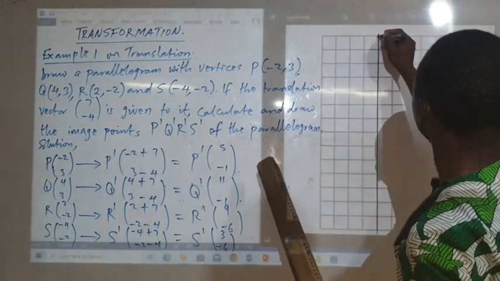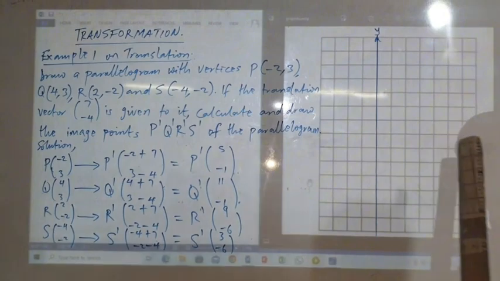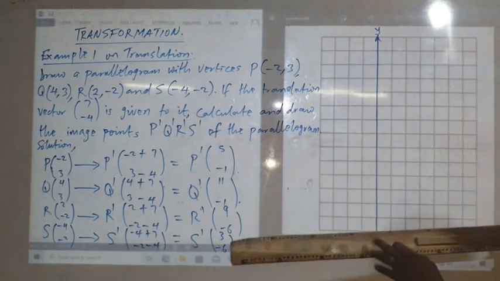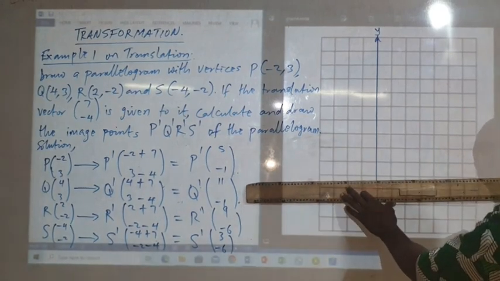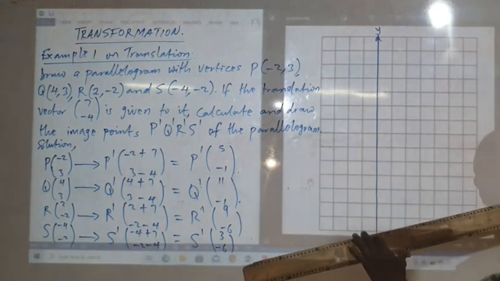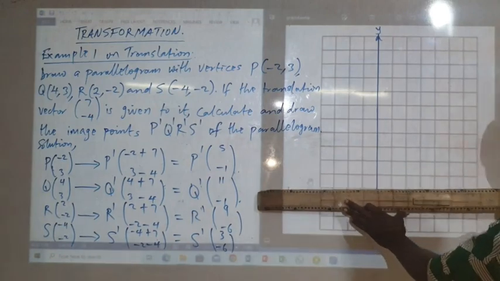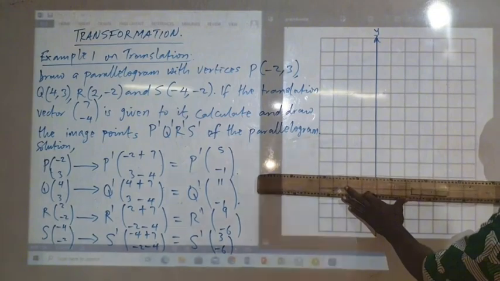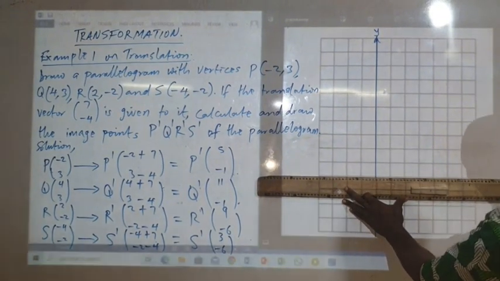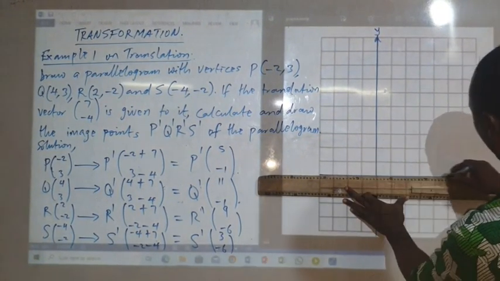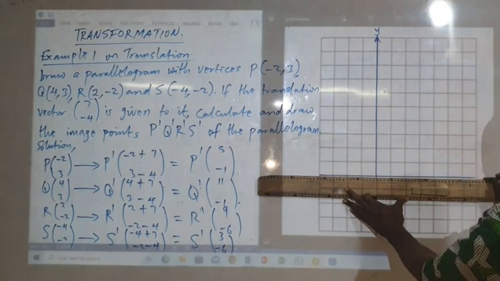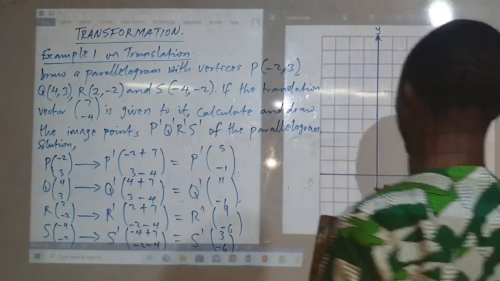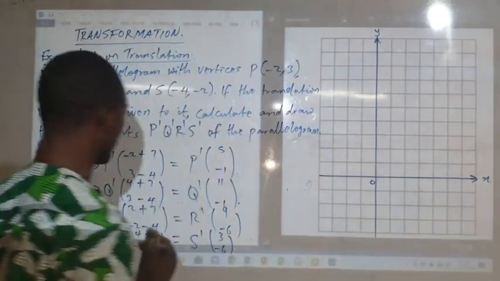So this is y-axis. Then for the x-axis, we are going to have more of positive than negative. For y-axis, more of positive than negative. So this is x-axis. So this is the origin. So you now do the labeling.